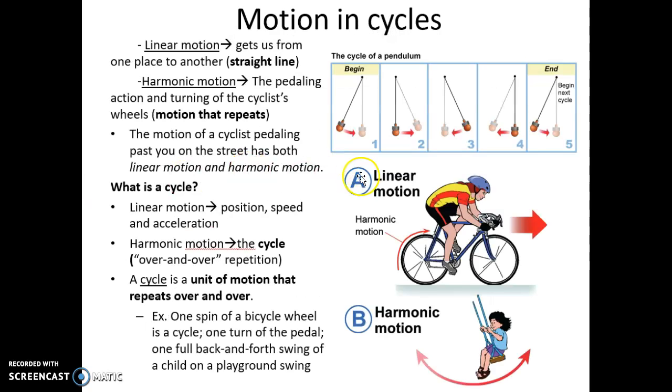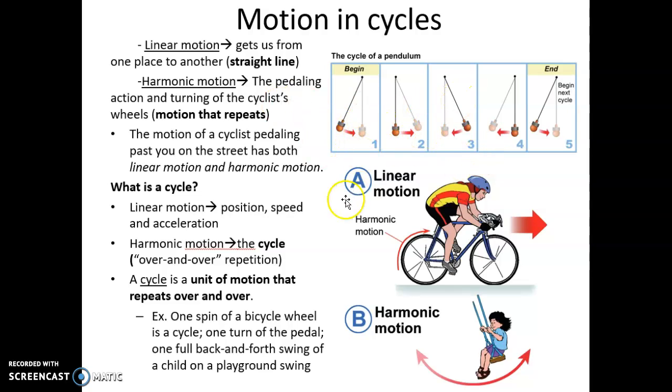Okay. So you have two different types of motions. You have linear motion and then you have harmonic. We just said harmonic is the repetitive motion, the same type of motion over and over again, whereas linear motion is just it doing it one particular time. If you're talking about the spinning of a wheel, it would just be one spin of the wheel, going from the start to the end. Harmonic motion would be that pedal or the wheel turning over and over and over again.